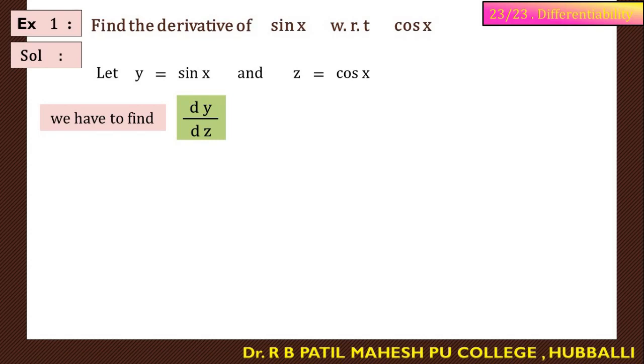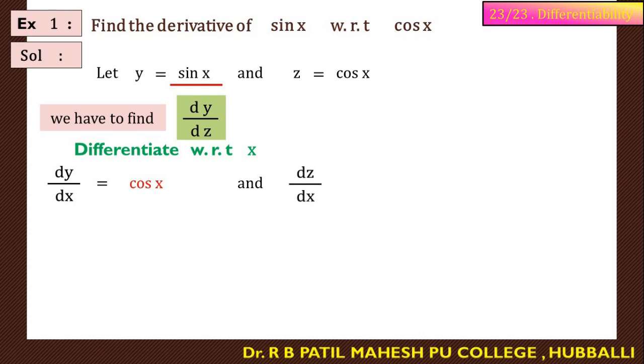Therefore, find the derivatives of the y function and z function with respect to the x variable. So differentiate with respect to x. dy by dx is the derivative of sin x. It is a very simple function. Its derivative is cos x. And z is also a simple function. What is the z function's derivative, that is dz by dx? It is minus sin x.